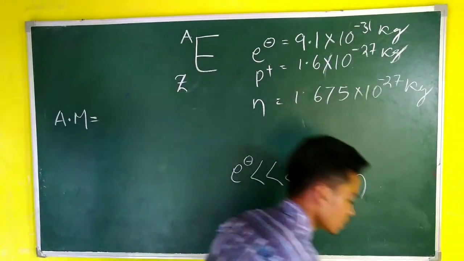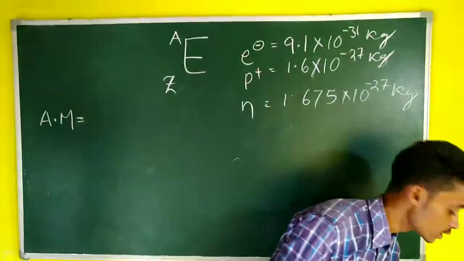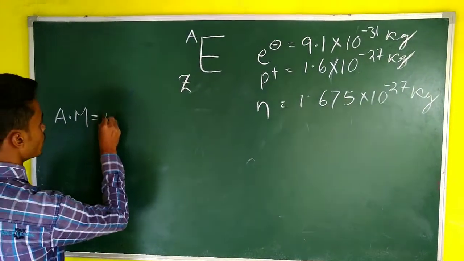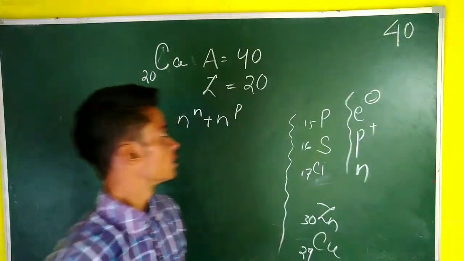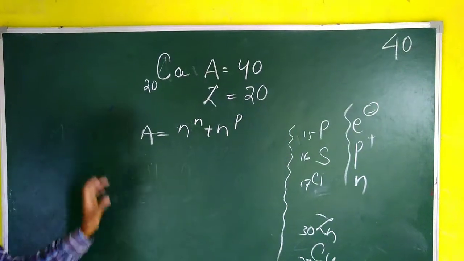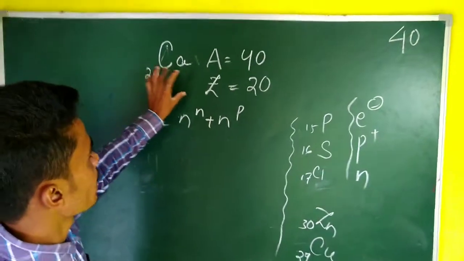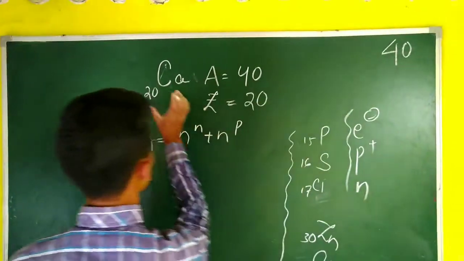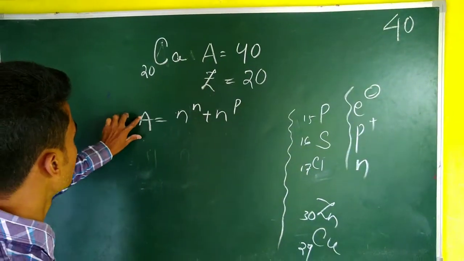Then what is the formula to calculate the atomic mass? Because in the nucleus proton and neutron are present, the atomic mass formula is number of protons plus number of neutrons. If an atom calcium is given, atomic number 20, meaning Z value is 20. Then what is the mass number? Atomic mass of calcium is 40. A value is equal to 40.